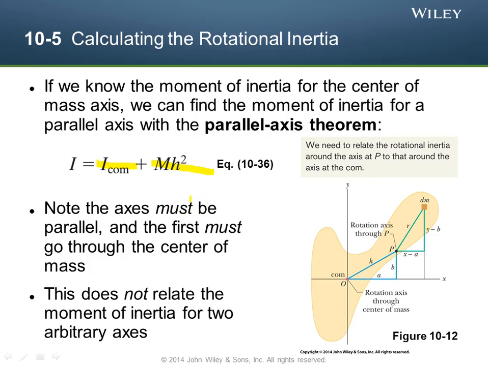This helps us especially if we're given the moment of inertia of an odd shape and we want to move that axis of rotation. Now keep in mind, I mentioned it earlier, but this is very important. This only works if we're moving from the center of mass axis of rotation. This does not relate the moment of inertia for any two arbitrary axes.